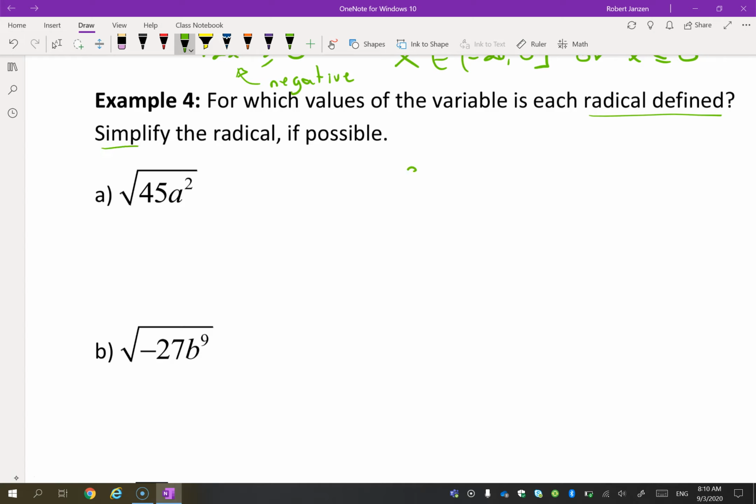So first of all, let's think about a. What does a have to be? This is an even power. That means a, when I square it, has to be a positive number. This means a can be anything. Okay, now let's simplify. Is there a factor of 45 that's a perfect square? Yes. 9. Is there a factor of a squared that's a perfect square? Yes. A squared is perfect. So taking the square root of this, I get 3a and the square root of 5.